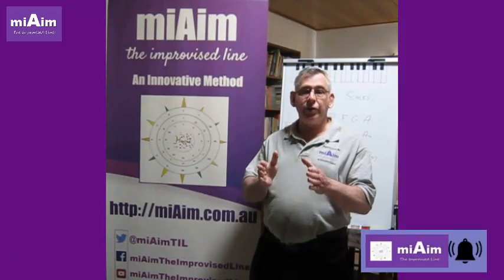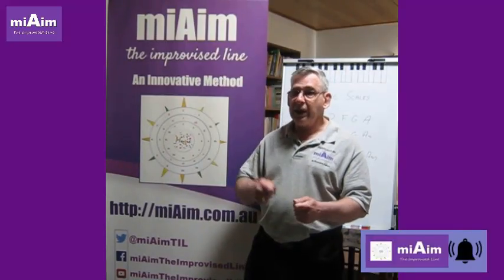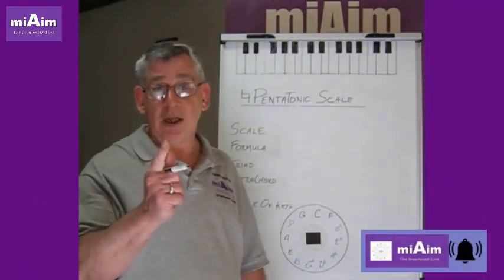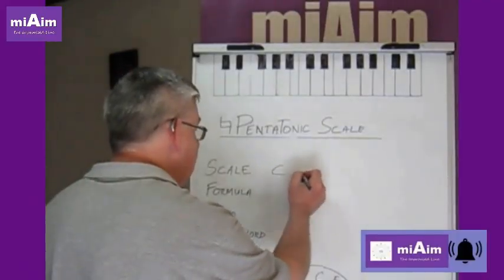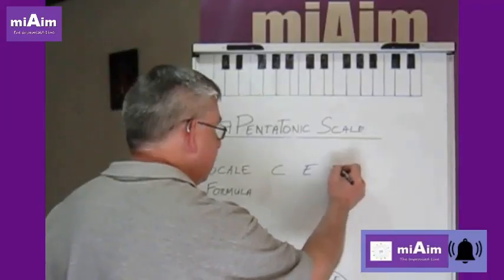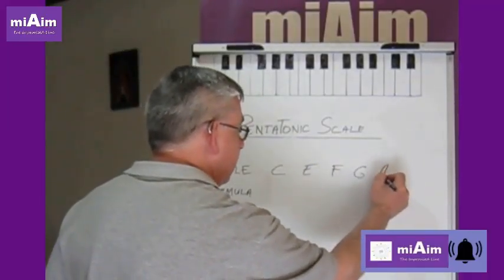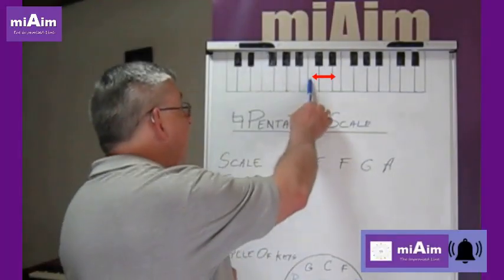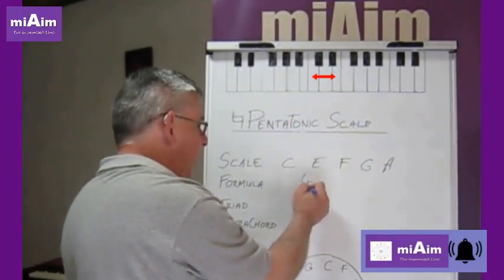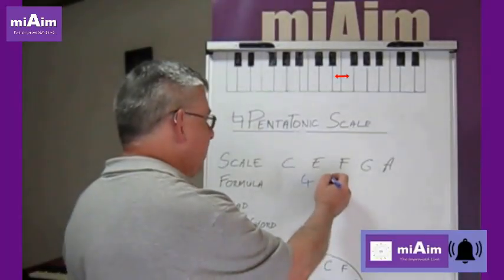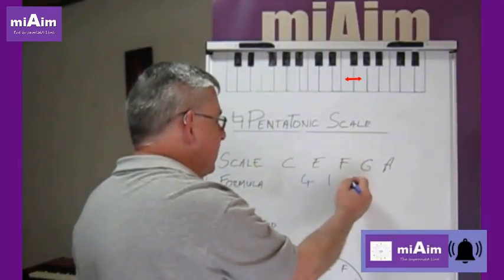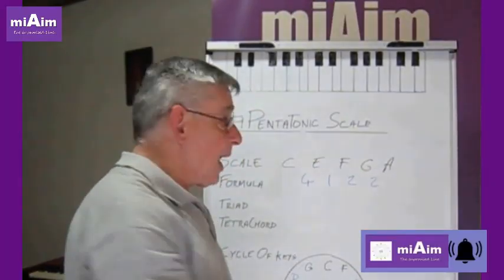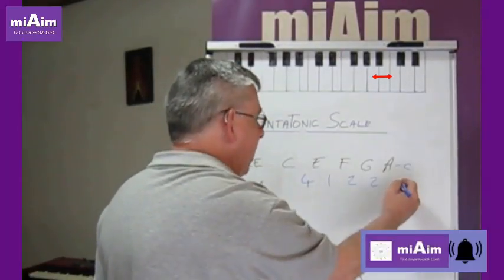So there I ran through the triads and then the TetraChords in the order that they appear on the cycle of movable keys. This pentatonic or 5-note scale goes like this. C, E, F, G, A. When we look at the formula of the scale, the distance between each note, we know that C to E is a major third, E to F is a semitone, F to G is a whole tone, G to A is a whole tone, and then A back to C is a minor third.